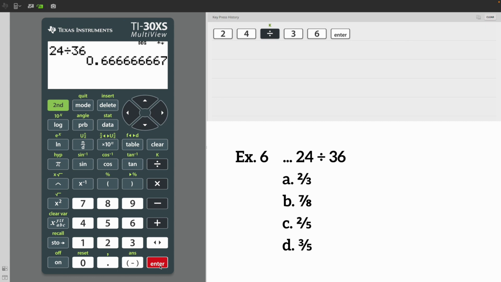So quickest, easiest way to go is just to do the quick convert button, which is right above enter, and hit that and it'll give me the next most common form of the answer. So there you go, quickly converted it to 2/3.